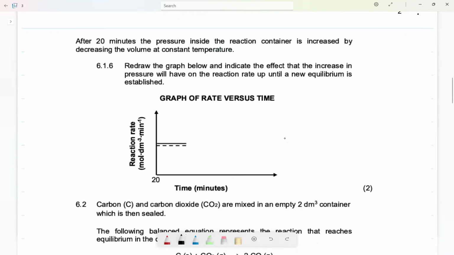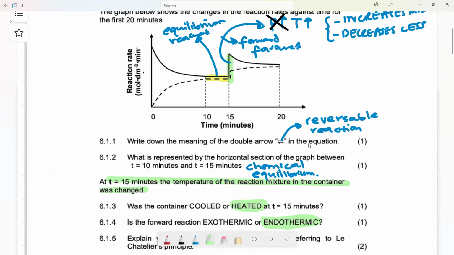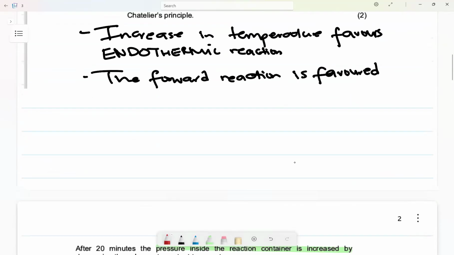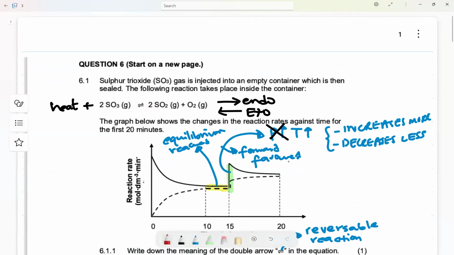Interesting one. After 20 minutes, here at equilibrium, there was something that was done. After 20 minutes, the pressure inside the reaction container increased. Remember, when we increase the pressure, we favor the side that produces less. So what happens? Remember the moles in here are 2, the moles in here are 3. So if there is an increase in pressure, remember the first thing that will happen.